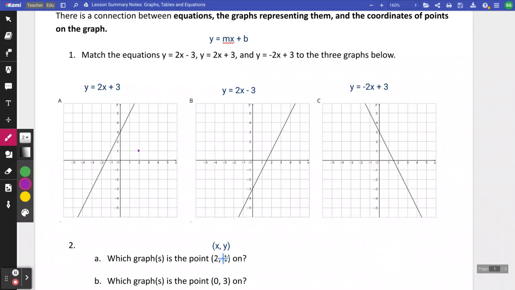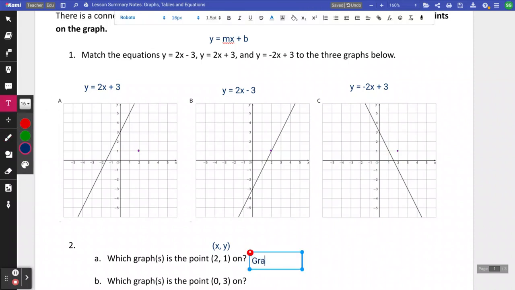All right, so for the point (2, 1), if I come to check graph B, 2 on my x-axis, 1 on my y-axis, I get this point right here. So I see it is on graph B. If I do that same thing over here for graph C, I notice that point is not on the line on graph C. So for this one here, I'm going to say graph B.